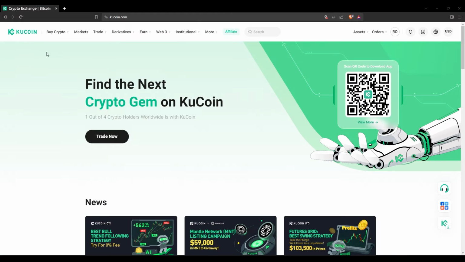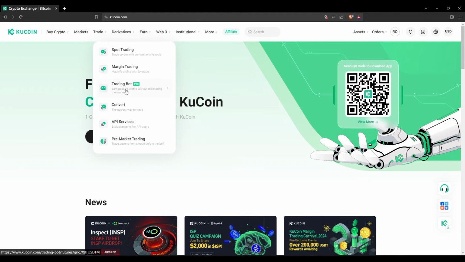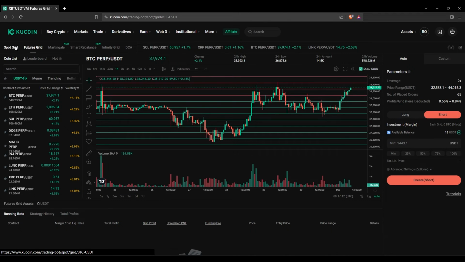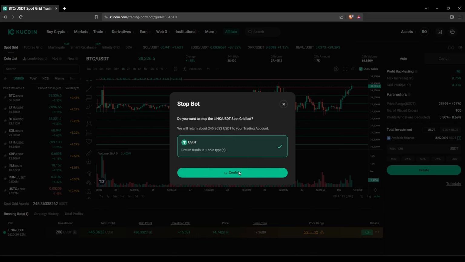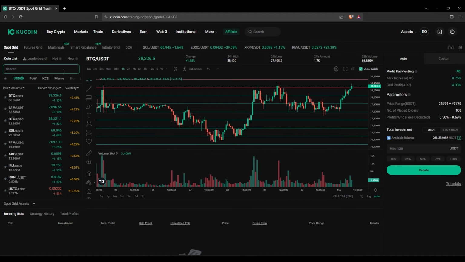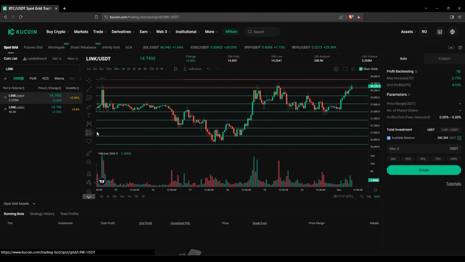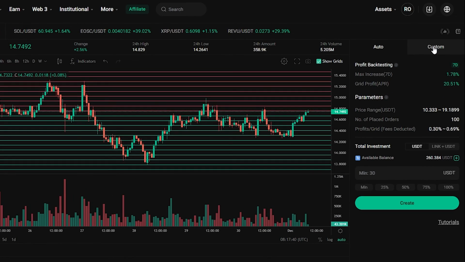So at this point, I'm going to stop this bot, take a step back for a thorough analysis to start a new one. And you know what? Let's do that together right now. So KuCoin, here we go. Trade, trading bot, and spot grid. Okay, you've done a stellar job, old friend, but it's time for a fresh start. And now, let's get a new one ready. So link USDT, and then custom.